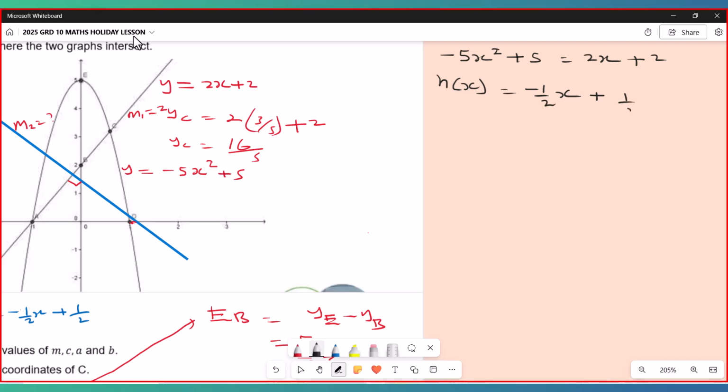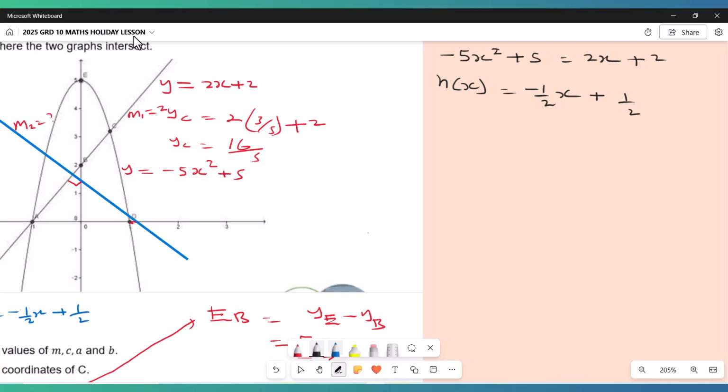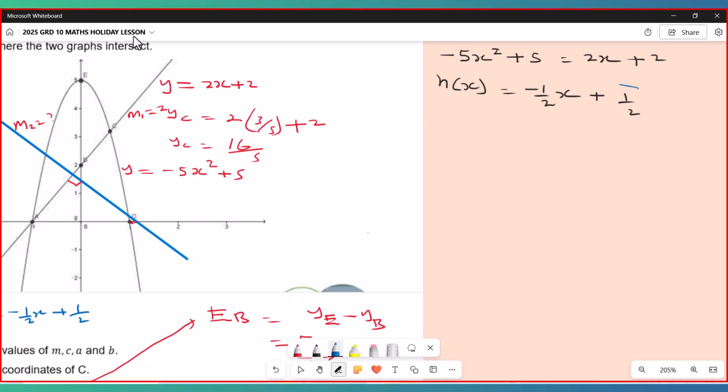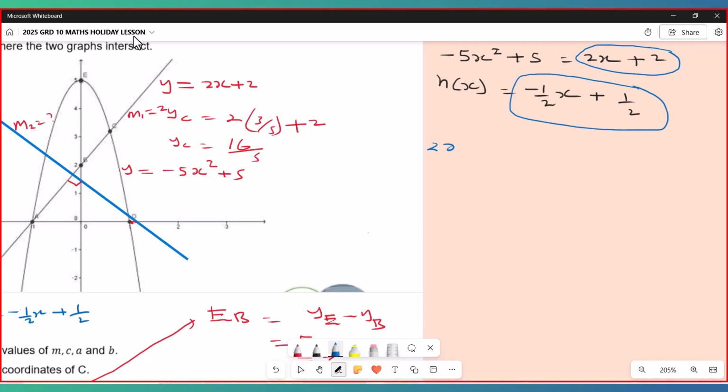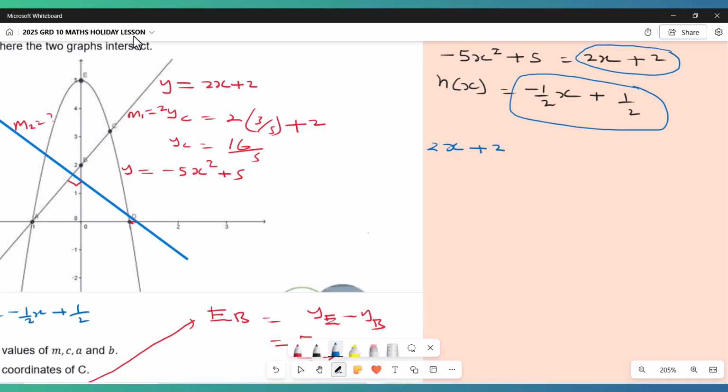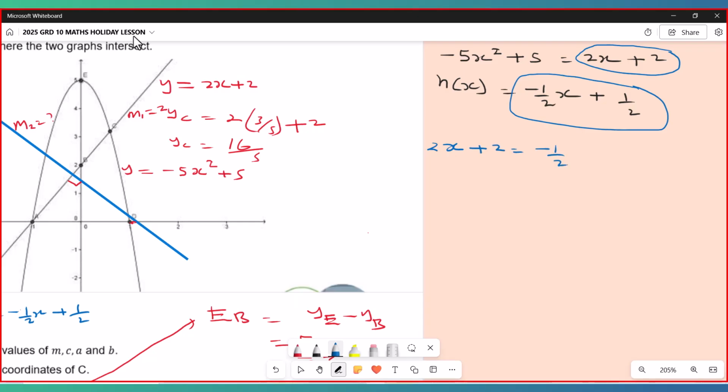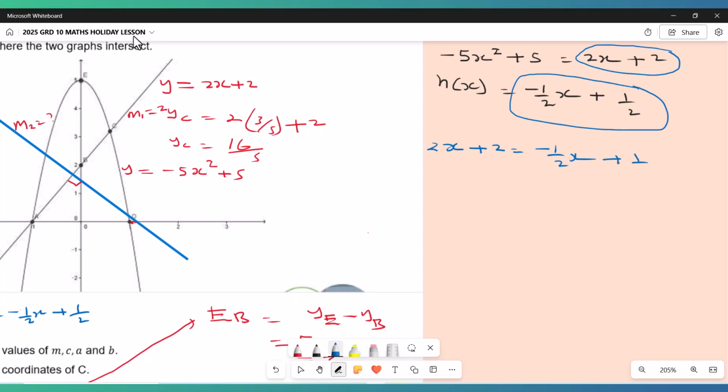Plus 1/2. So if I'm going to intersect the other line, I'm going to equate this one to this one here for the straight line, okay? Then I'm going to solve for my x. So I'm going to say 2x plus 2 equals negative 1/2 x plus 1/2. So this one becomes positive. Now 2x plus 1/2 x equals 1/2 minus 2.